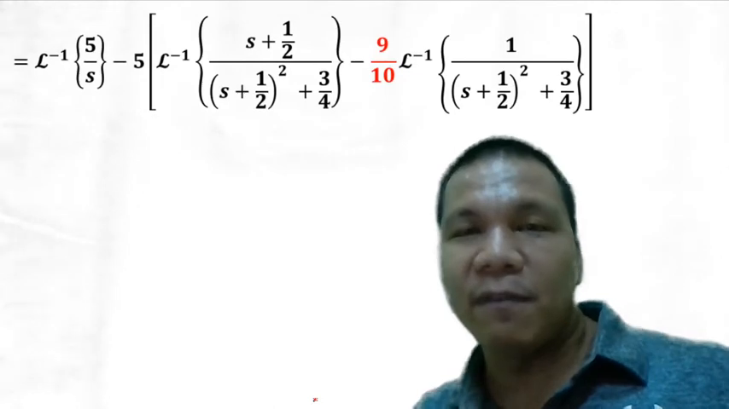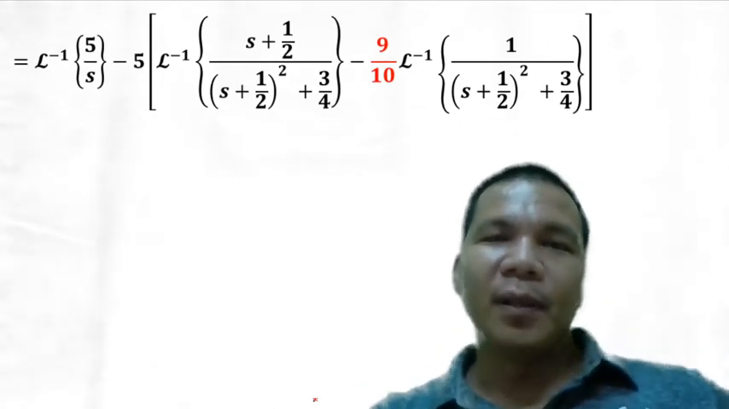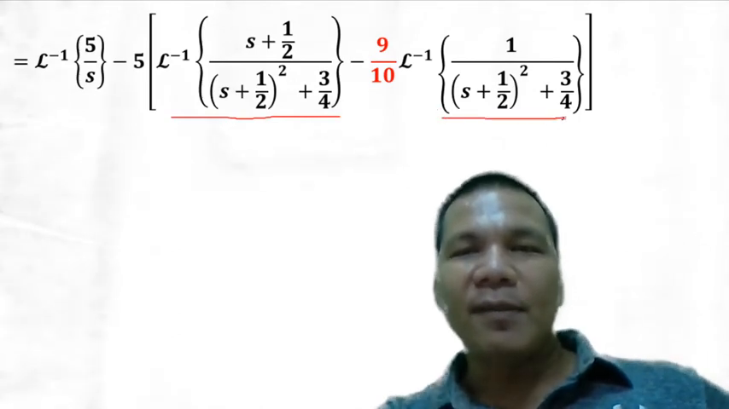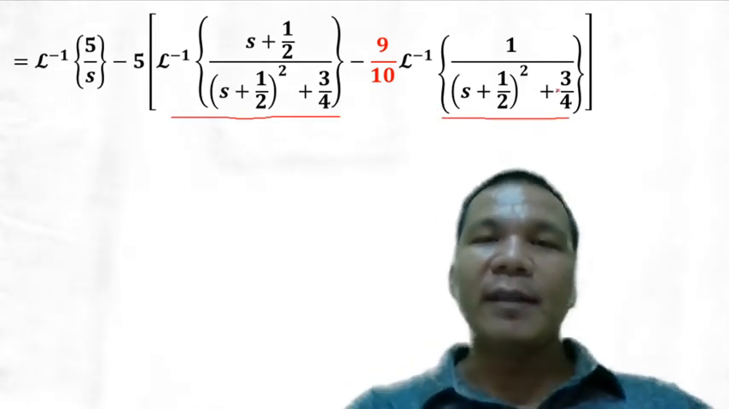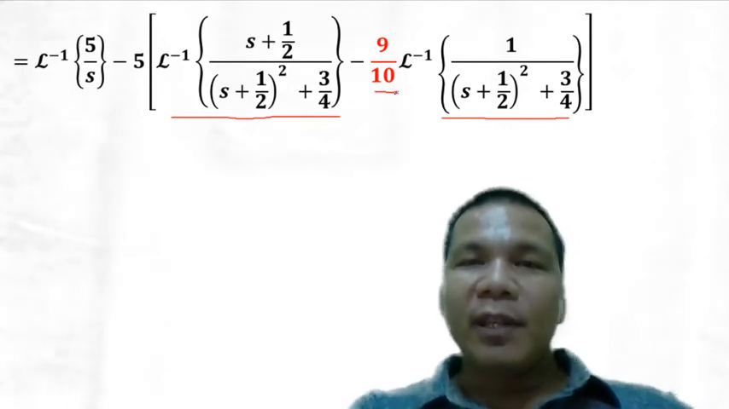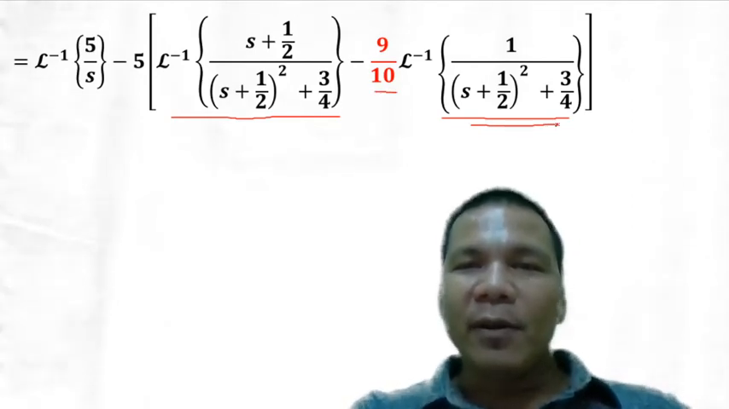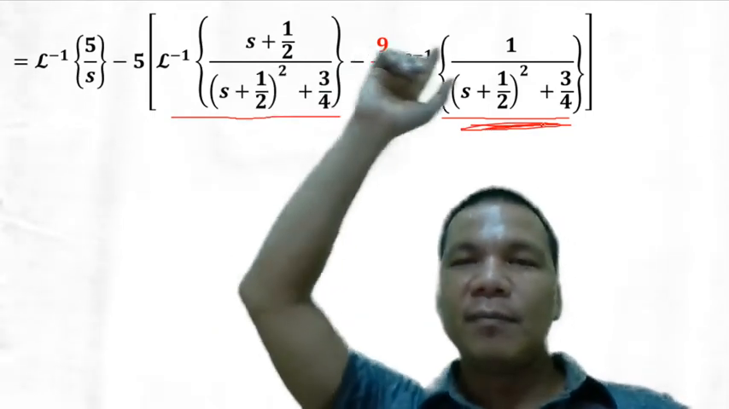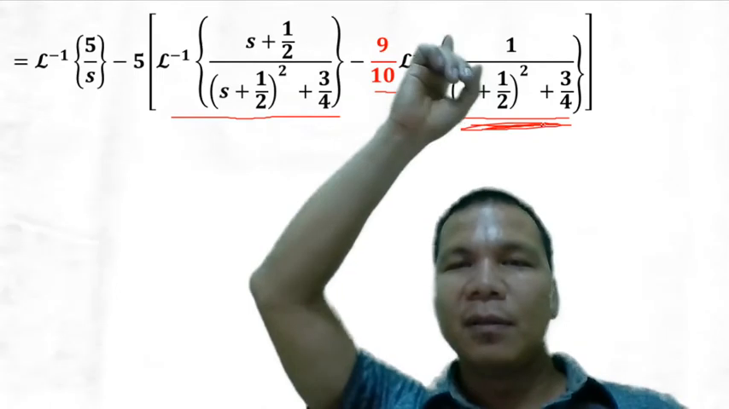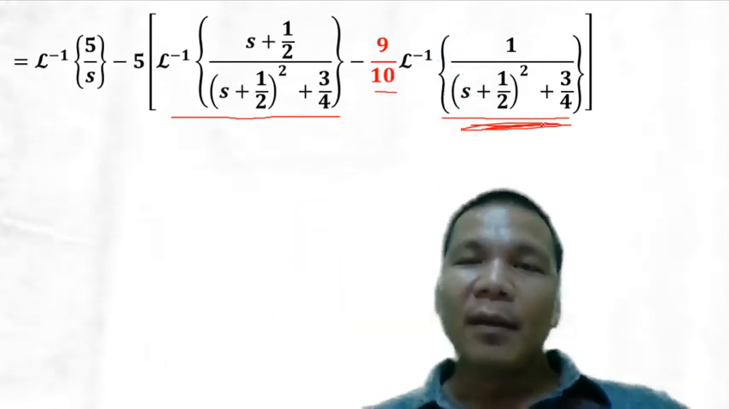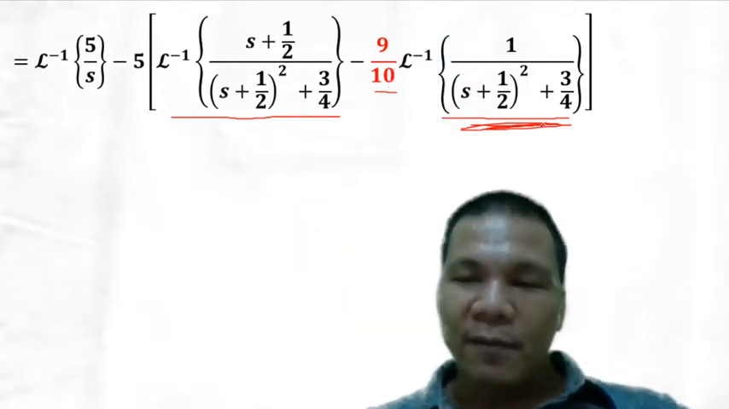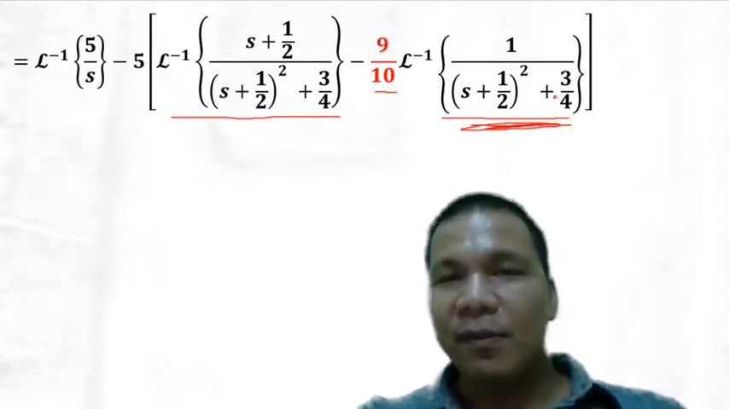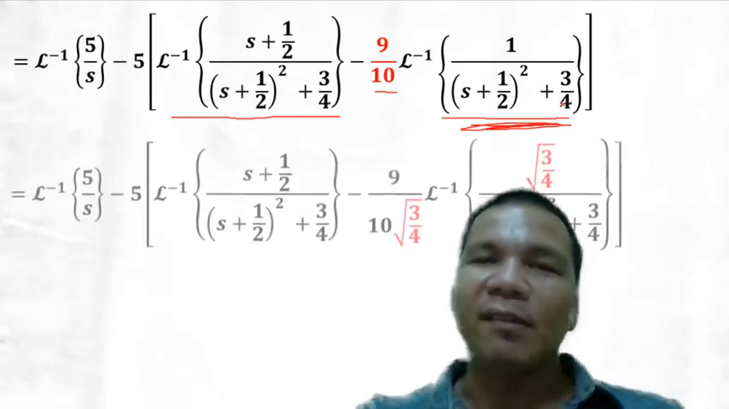In your next slide, the fraction is split into two. This would be the inverse Laplace of that and the inverse Laplace of that term. Take note, I take out 9 over 10. Going back here, what is missing in your numerator? Correct, square root of 3/4. Square root of 3/4 is missing here because this is your b, this is your b squared.